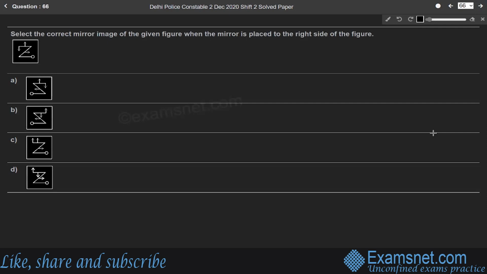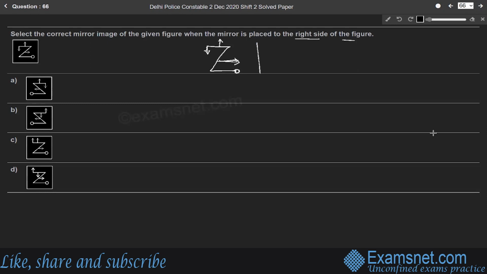Question 66. Select the correct mirror image of the given figure when the mirror is placed to the right side of the figure. So let us draw the given figure. It looks like Z, a circular symbol, an arrow mark towards up, and an arrow mark rightwards.